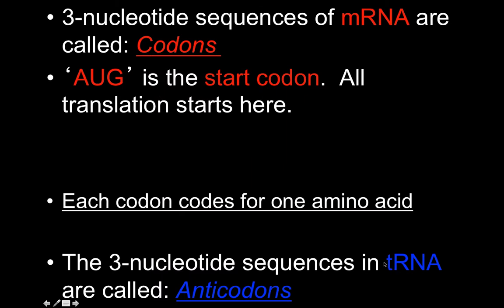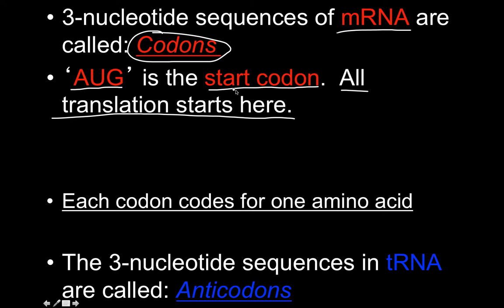I know we've had a lot of vocab, but we've got to take care of a little bit more vocab. A 3-nucleotide sequence of mRNA is called a codon. Codons are going to be very, very important, as we'll see in our next slide. There's not very many codons that you have to memorize, and in fact there's only one, and that's AUG. AUG is the start codon. All translation starts at the start codon.